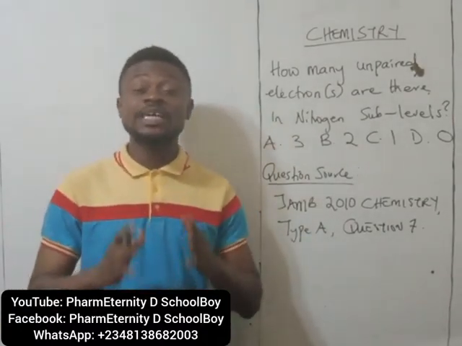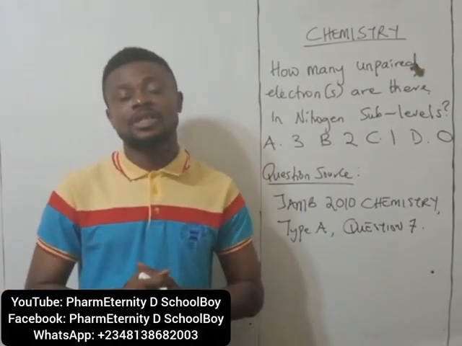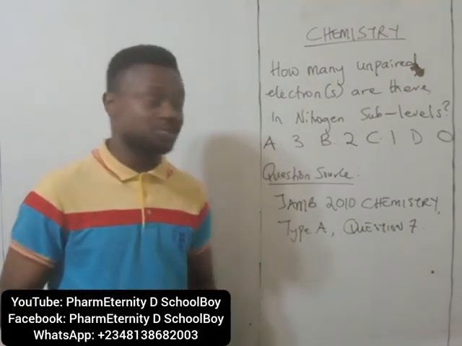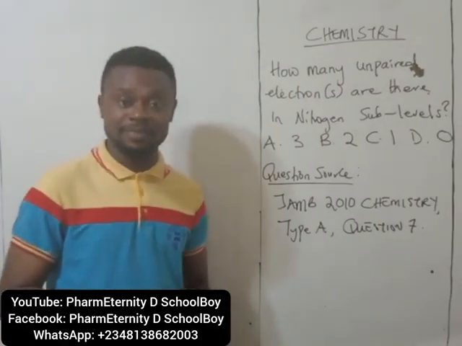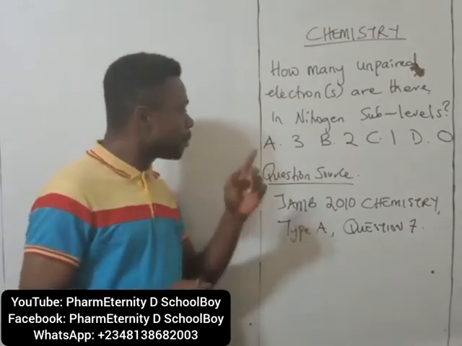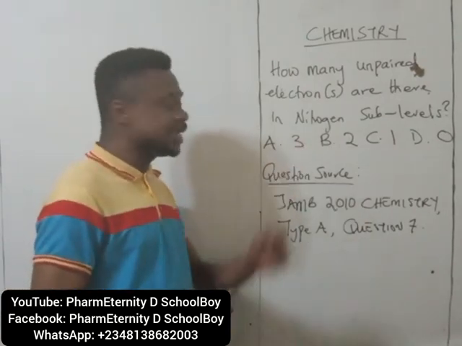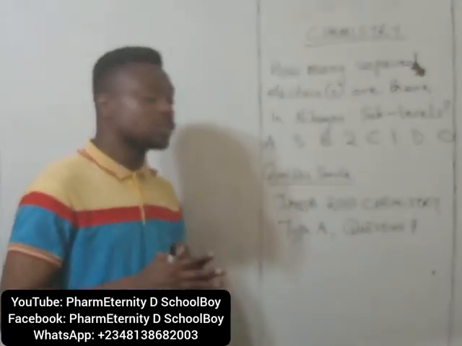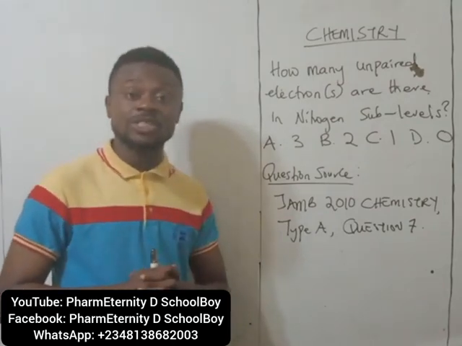Today we are going to take a look at chemistry and we have a question on the board. The question says, how many unpaired electrons are there in nitrogen sublevels? A, 3, B, 2, C, 1, D, 0. The question source is JAMB 2010 Chemistry, Type A, Question 7.